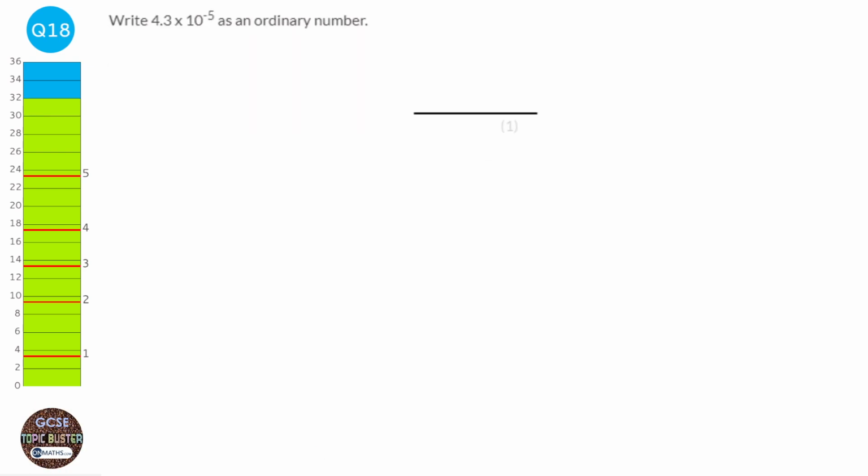We're going to start off by just writing the decimal in the standard form, which is 4.3. And we're going to look at the power. Now, if the power is positive, it means the standard form number is a really big number. If it's negative, it means it's a very small number. And here it's negative, so we know it's a small number.